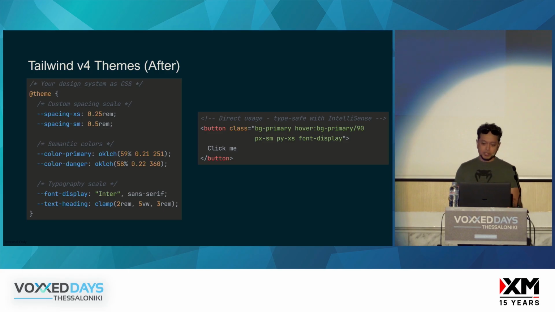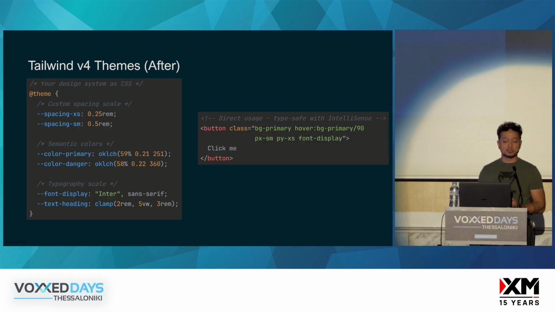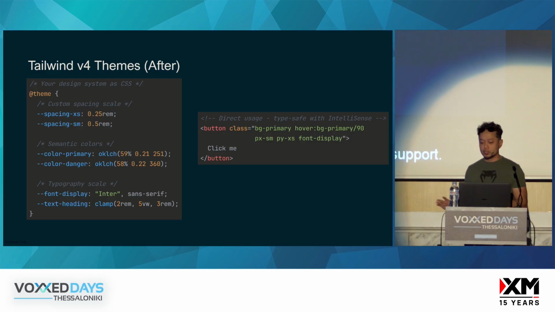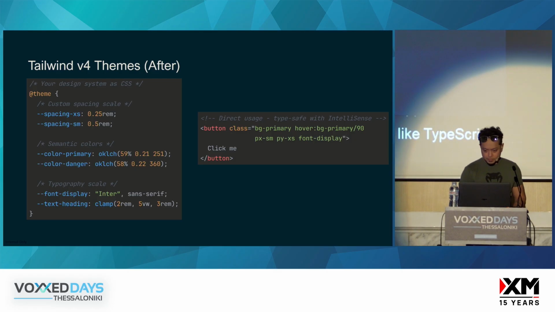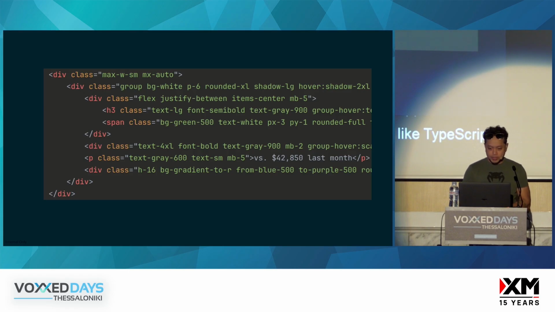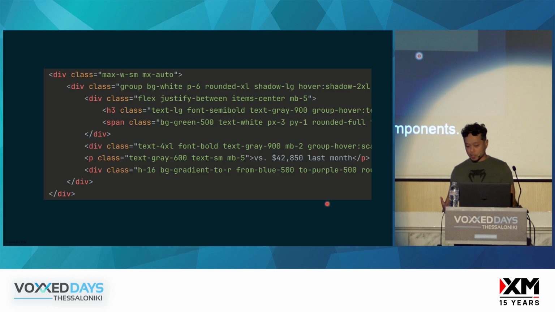And lastly, your entire design system becomes type safe with IDE support. No more typos in color names or spacing values. Just like TypeScript, you have this type safety, right? And let me show you how fast we can build production-ready components. The dashboard card would typically require multiple Sass files, but with Tailwind 4, we can build it inline.